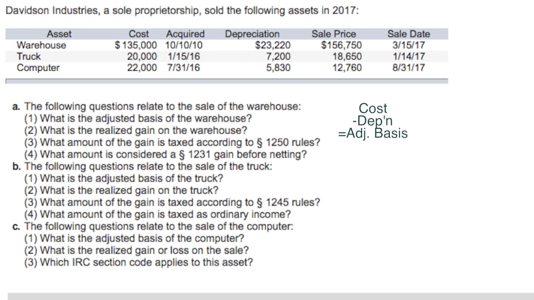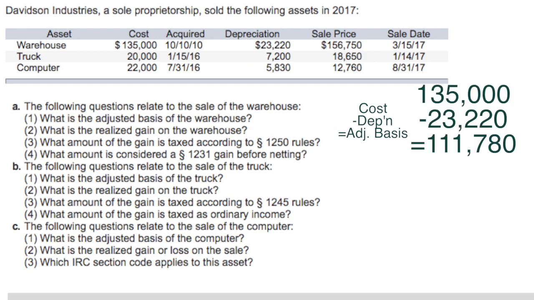So our first question for the warehouse: what is the adjusted basis? We know that's cost minus depreciation equals the adjusted basis. So all we need to do is insert the numbers, right?